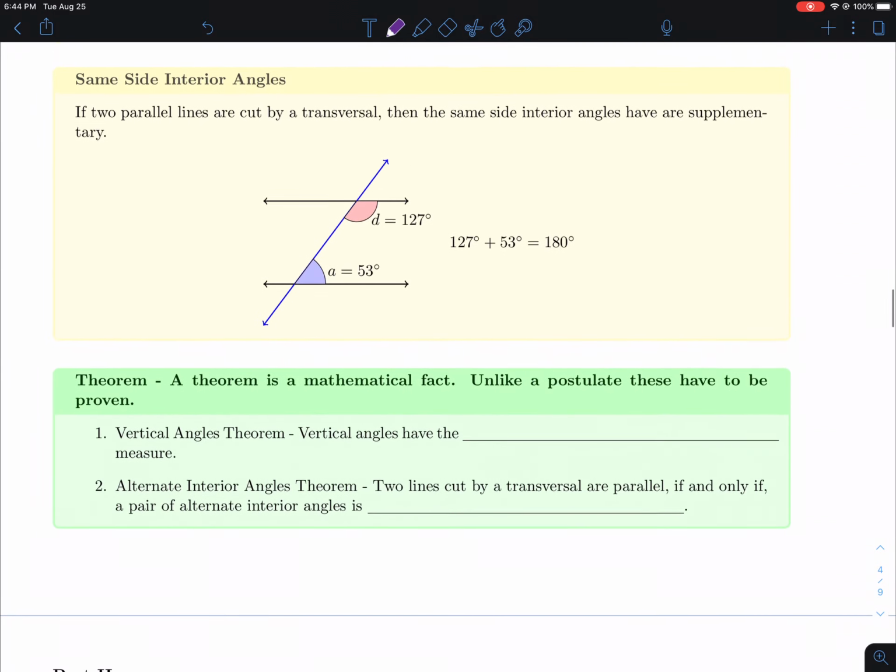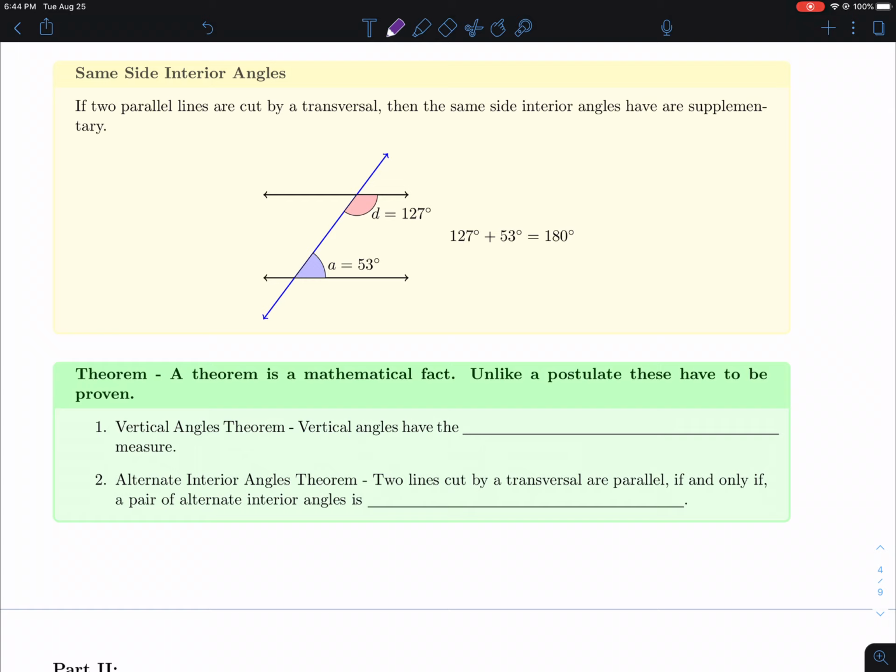So finally, the last one here is same side interior angles. Again, we're talking about the interior, so we're looking in between the two lines. But instead of being on opposite sides, in this case, they're on the same side of the transversal. Notice they're not equal to each other, but they are supplementary. And if you remember, supplementary means that the angles add up to 180 degrees.